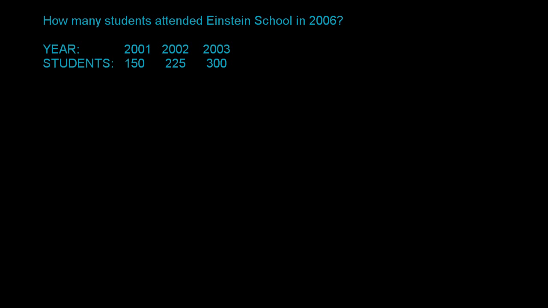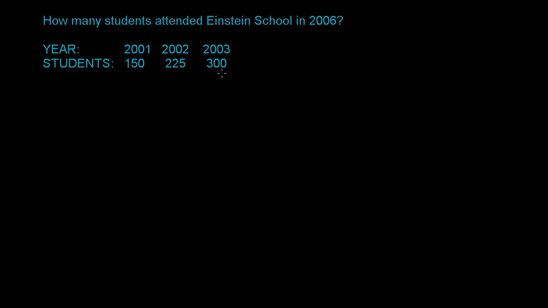The question we're given asks us, how many students attended Einstein School in 2006? And in this little table, they tell us how many attended in 2001, 150 students, and then in 2002, 225. 2003, we had 300 students, but they don't tell us 2006.